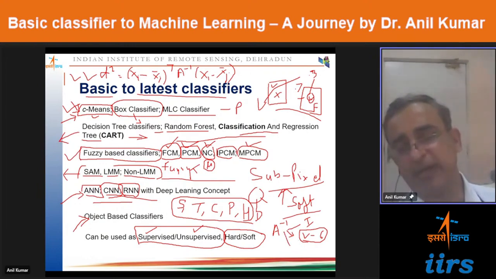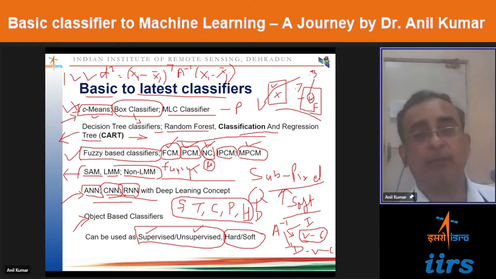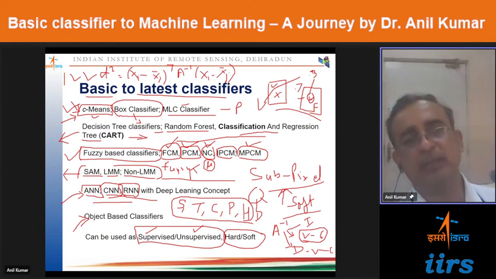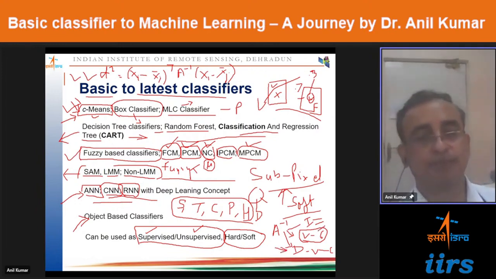The third version of A inverse, you can use the diagonal variance covariance. But in the commercial tool, if you see the maximum likelihood classifier, it is using only the mean and variance covariance. The C means classifier is using only Euclidean distance. That's why it is using the unit matrix, and that's why the distance becomes Euclidean. But in the literature or in different papers, you can see that in C means the distance can be Euclidean distance or Mahalanobis distance or diagonal variance covariance distance.